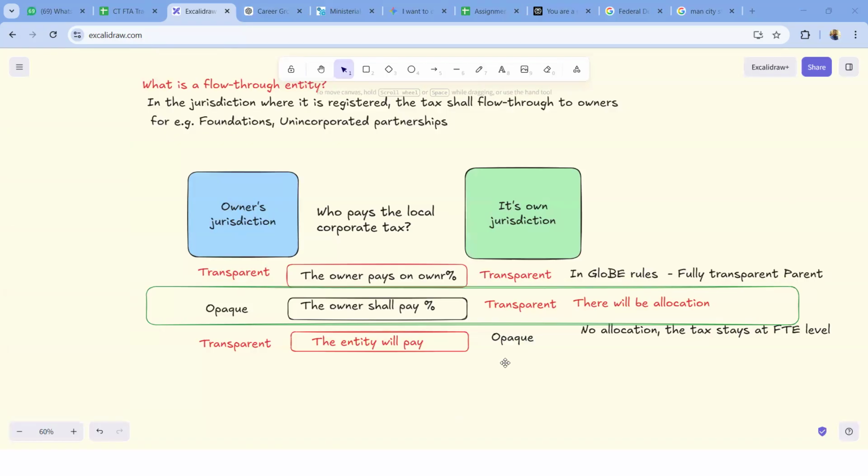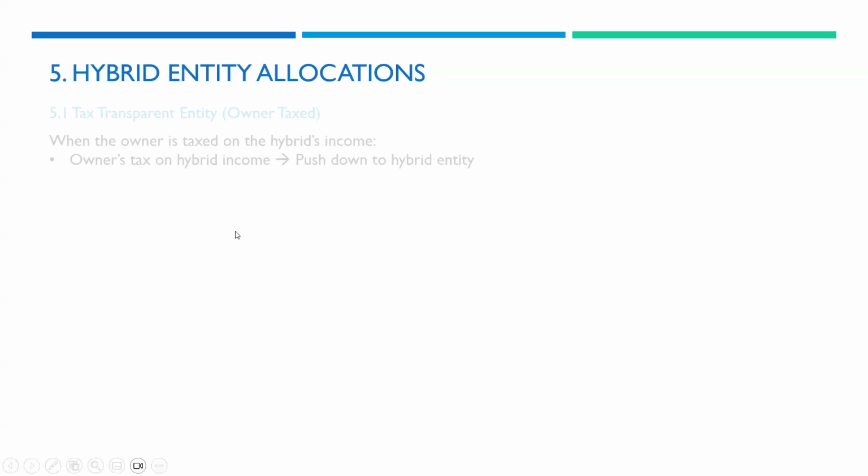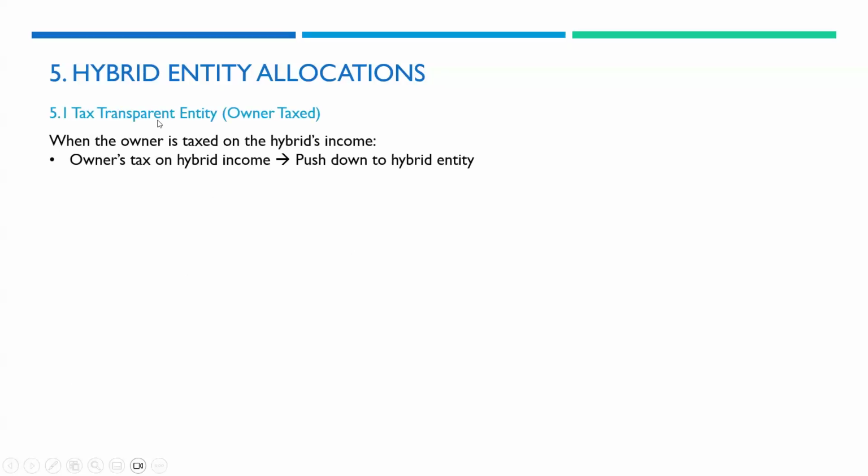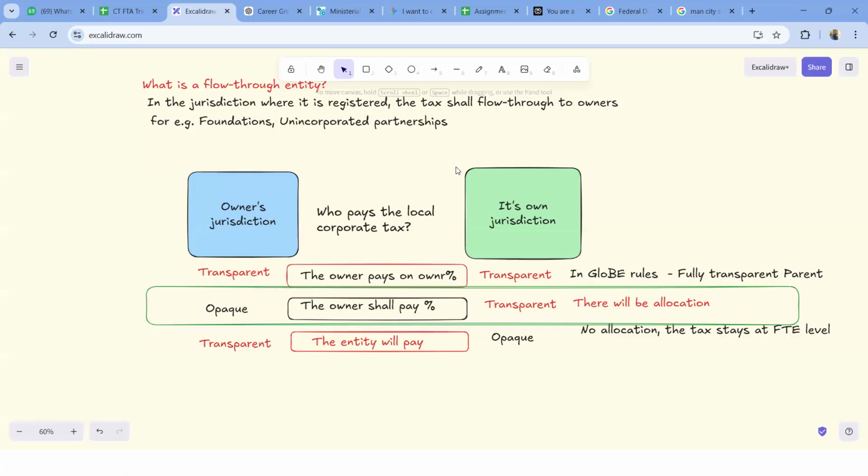Okay, now let's read. I think it would be clear now once we read. But this is the whole rationale behind this. So let's understand hybrid entity allocations. So tax transparent entity. When the owner is taxed on the hybrid's income, the owner's tax on hybrid income is pushed down to the hybrid entity. Why is it called a hybrid entity? Hybrid is like, it's not fully transparent, it is only partially transparent. Partially transparent ones are called hybrid entities.